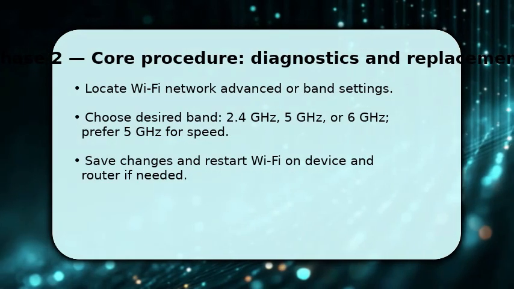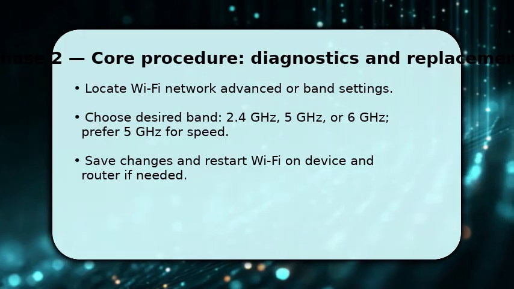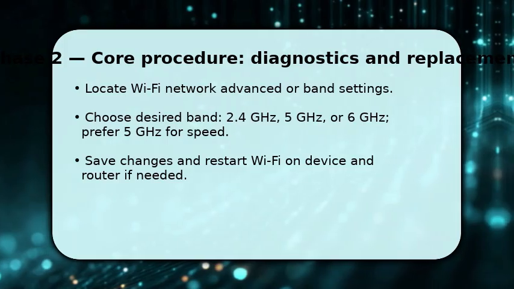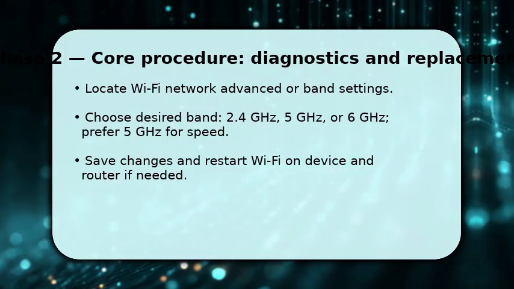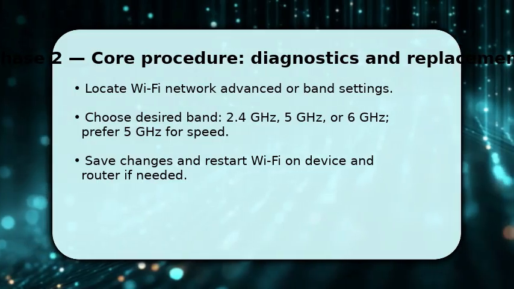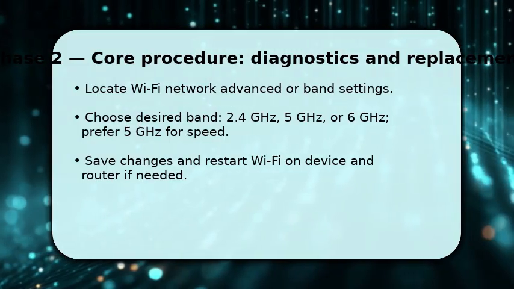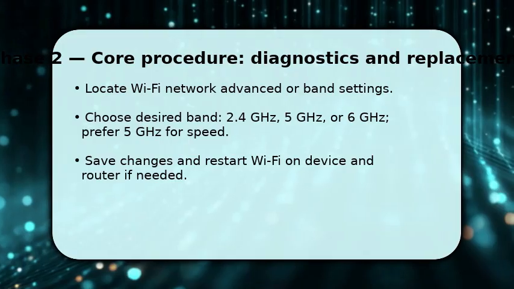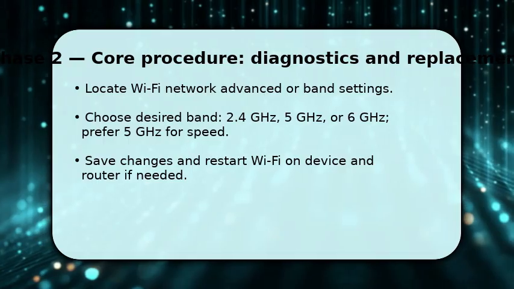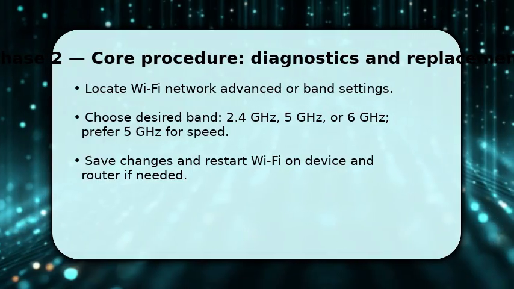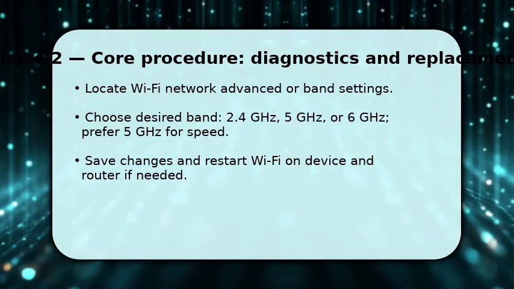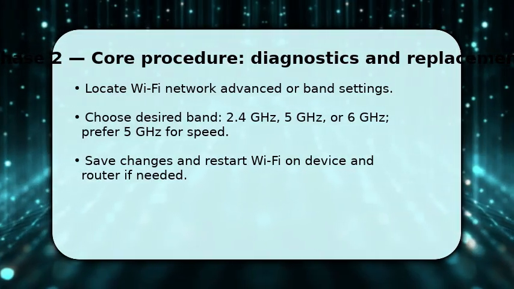Next, navigate deeper to the advanced Wi-Fi or wireless settings where band selection lives. You'll see options to set the SSID to broadcast on 4 GHz, 5 GHz, or 6 GHz. Choose the band that fits your needs. 5 GHz for less interference and higher throughput. 4 GHz for range. Change the SSID or band preference if necessary, then save settings. Make sure to restart the device Wi-Fi and the router if the new band doesn't appear immediately.